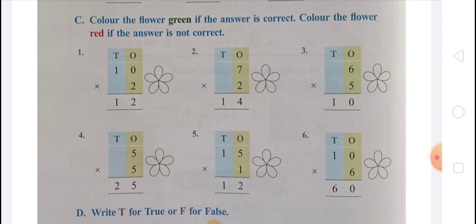And third, there is given 6 multiply 5 equal 10. We know that 5 ones are 5, 5 twos are 10, 5 threes are 15, 5 fours are 20, 5 fives are 25, 5 sixes are 30. There should be 30, but it is given 10. So that is wrong. Okay. So we will color the flower red.